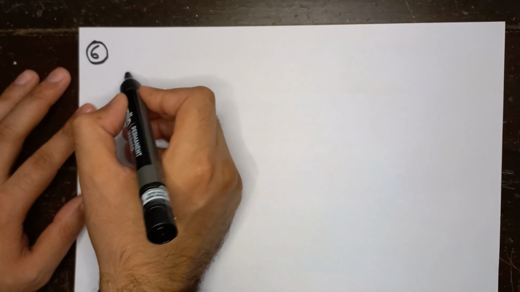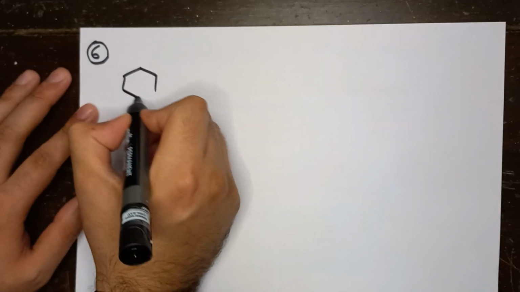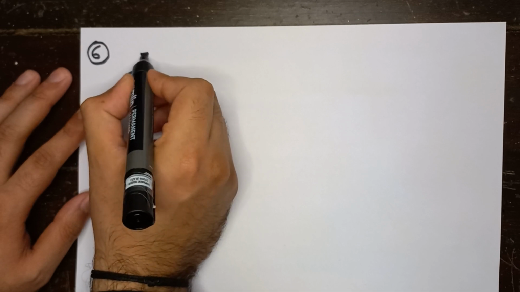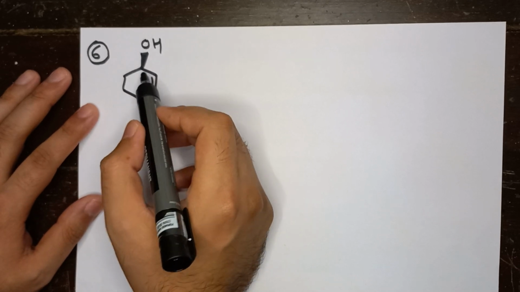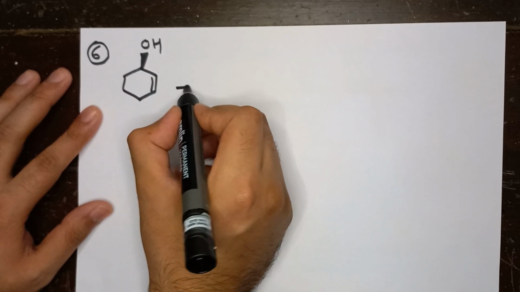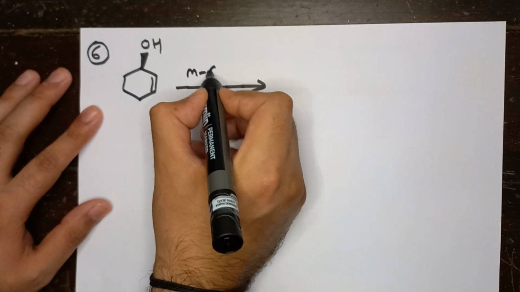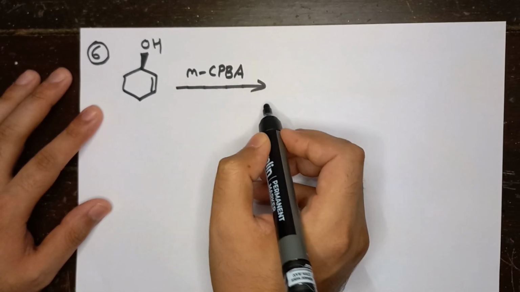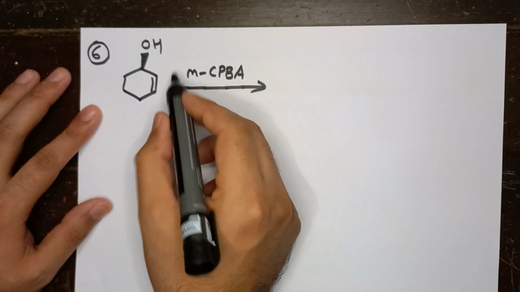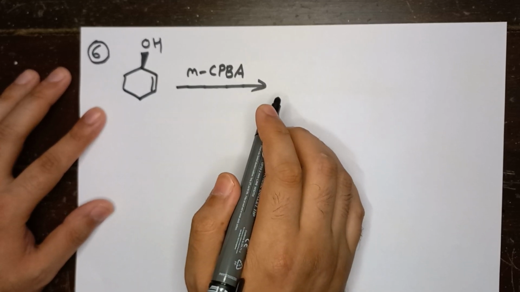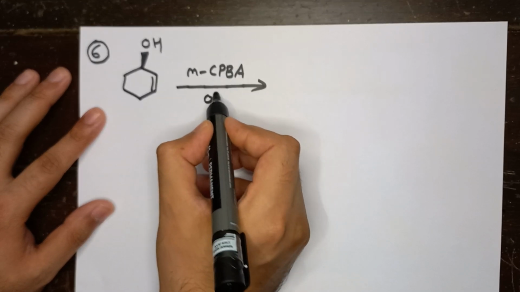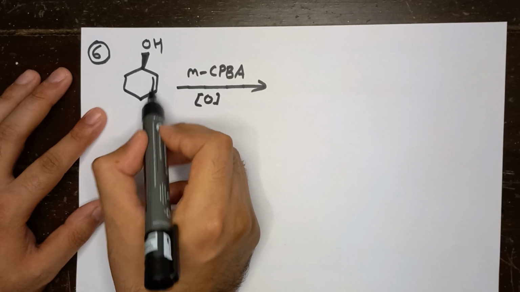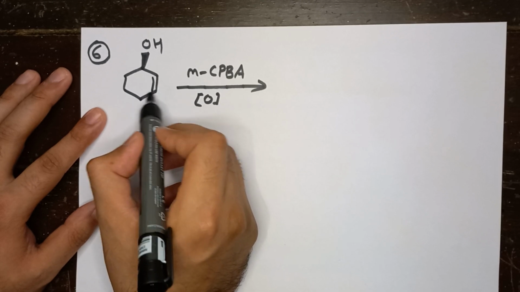Okay, now sixth question. So this is my starting material. Above the plane we have an OH group. When I react this with MCPBA, we will discuss this particular reagent in our future videos. For the time being, just remember that MCPBA is the source of an oxygen atom, and this double bond will form an epoxide here.